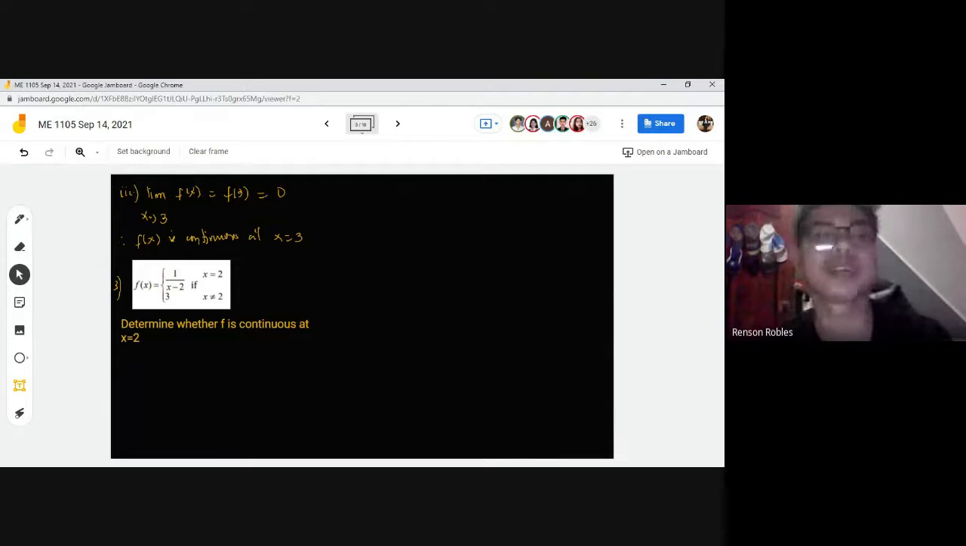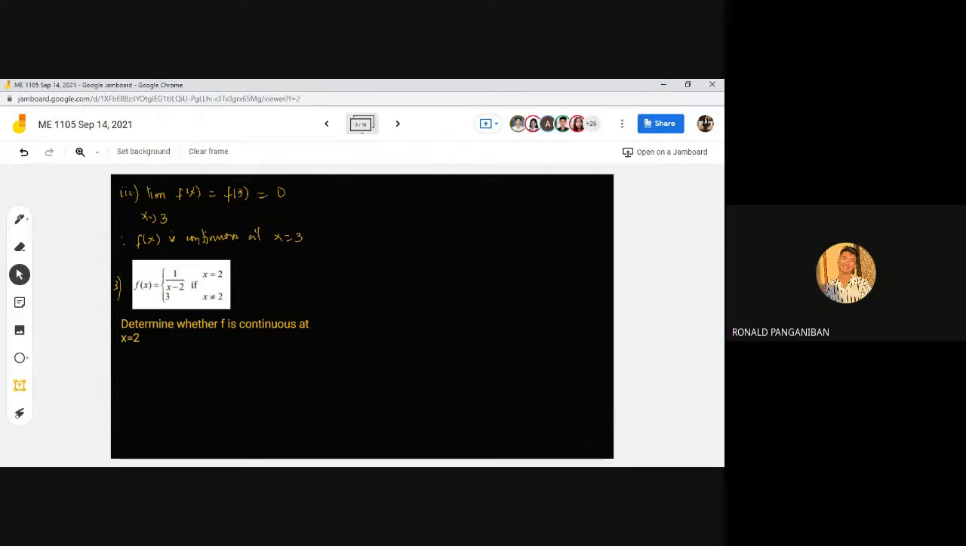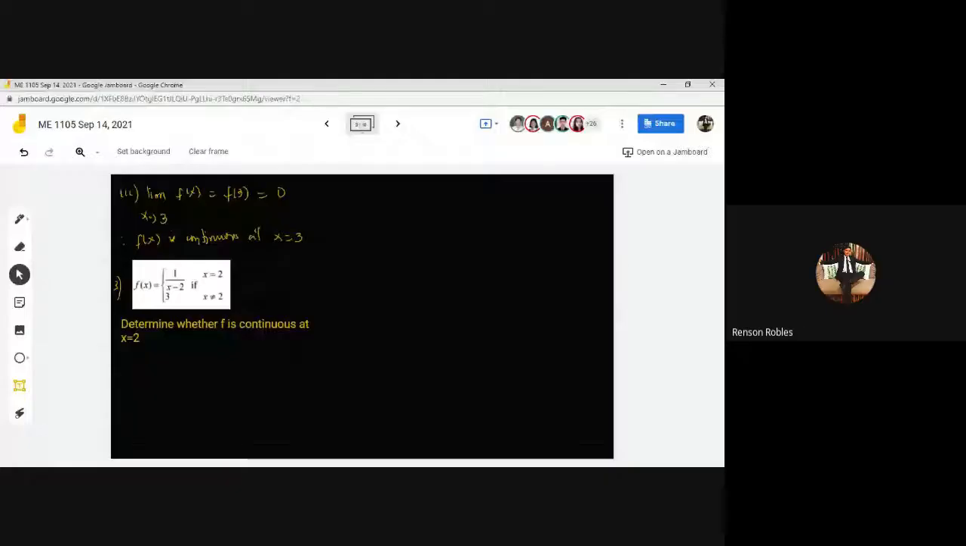What happened? Any comment? What did you notice? Sir, paano po pa ganun, sir? Pag undefined po. O, di stop ka na. Then you say it's discontinuous at x equals 2. Ganun lang kasimple yun. If at the beginning, opo. Di ba?